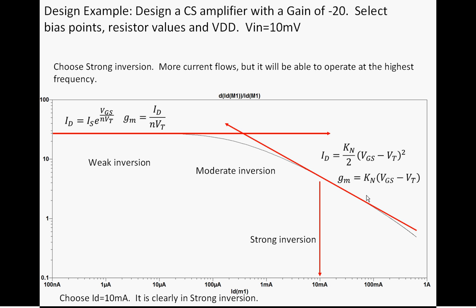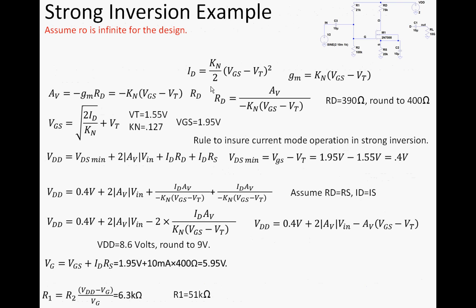Now, this is strong inversion, and this is, again, classic above threshold equations. Everything that you see in the book for ID and GM relationships will work. Pick 10 milliamps. Now we're using the same ideas, but I have RD now is 390. I'll round it to 400 ohms.